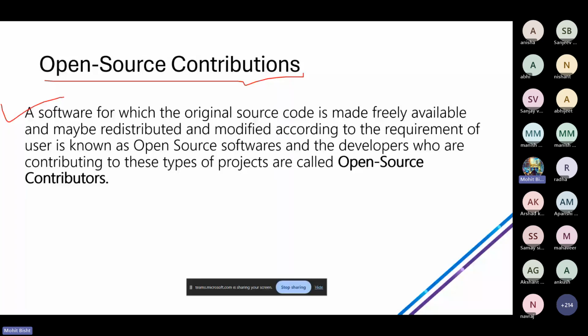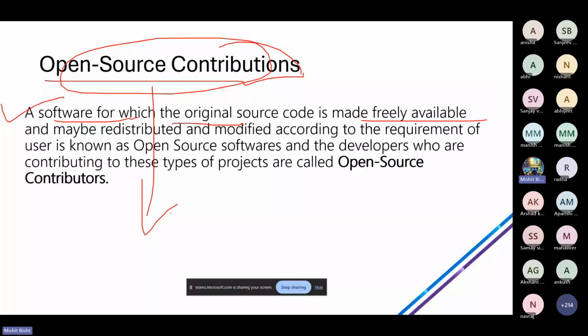So open source contribution. Open source is software for which the original code is made freely available. So what is open source contribution? Open source means the code which is freely accessed by anyone openly without paying any penny. So it is called open source. Open source is related to software that is developed by contribution.